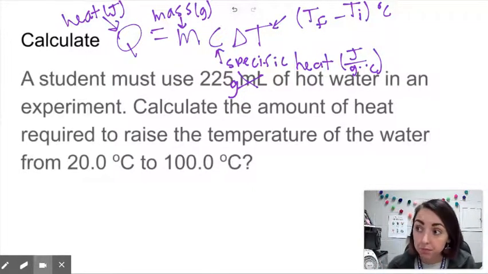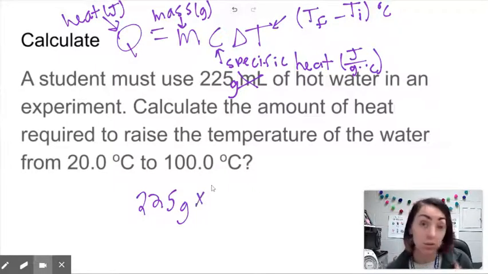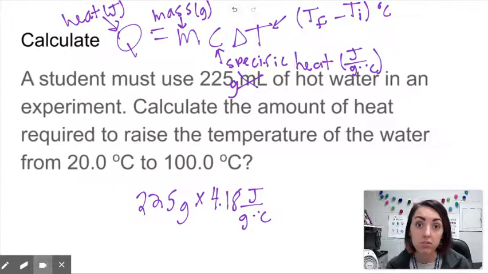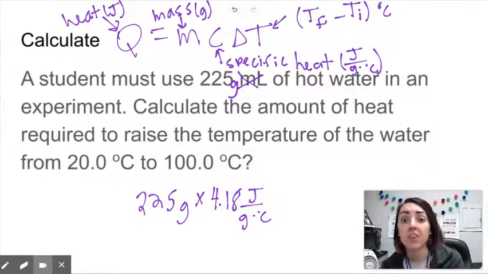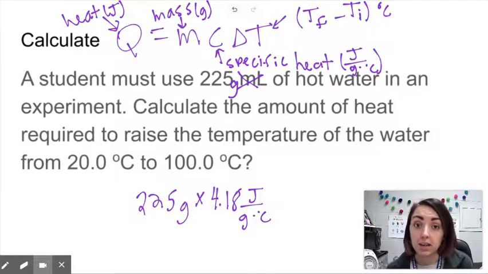Okay, so they have a mass of 225 grams. And it's water. And it's liquid water specifically. So that means our specific heat is 4.18 joules for every gram times degrees Celsius. That is at the top of all of your worksheets, those values that you need. So remember, the specific heat of solid water, ice, is different than the specific heat of liquid water, which is different than the specific heat of water vapor. So we do have to keep track of whether it's a solid, a liquid, or a gas. Usually it's a liquid. So we use that 4.18 joules over grams times degrees Celsius.